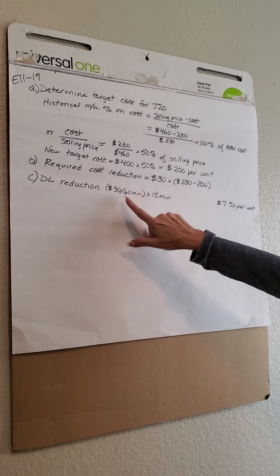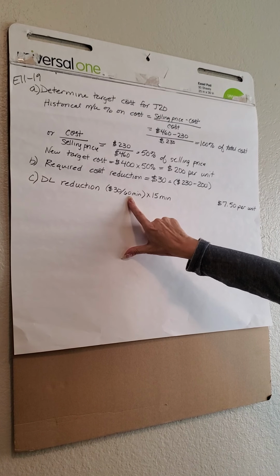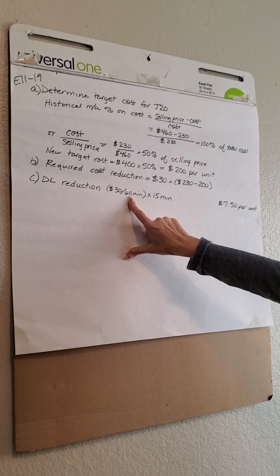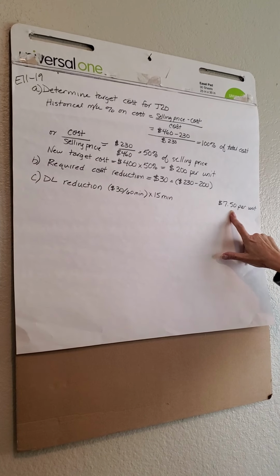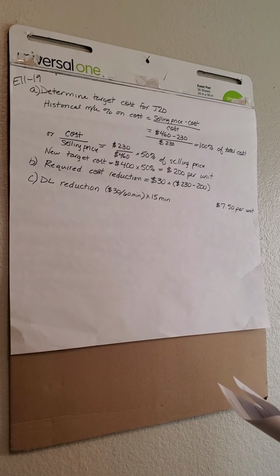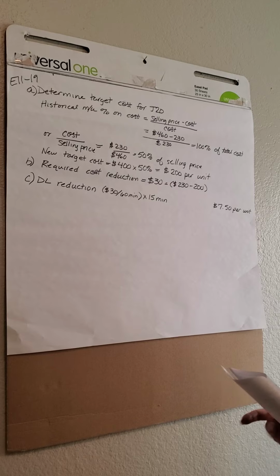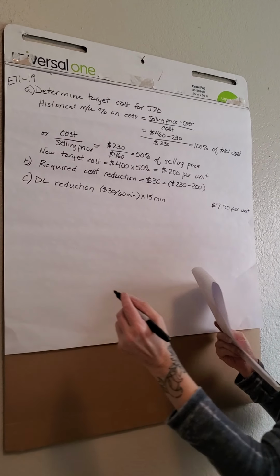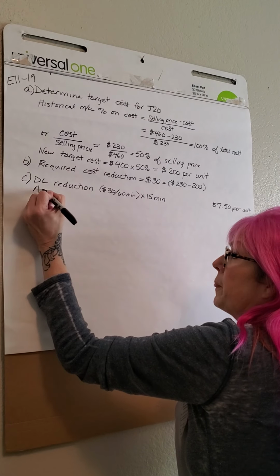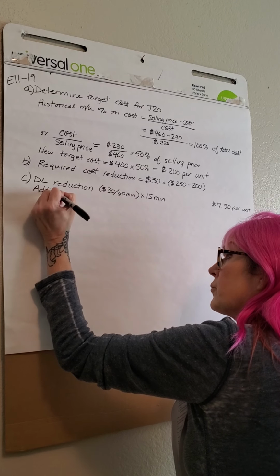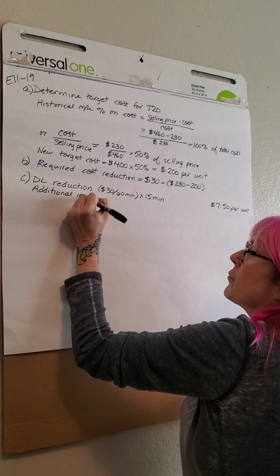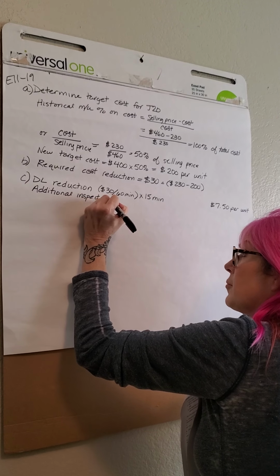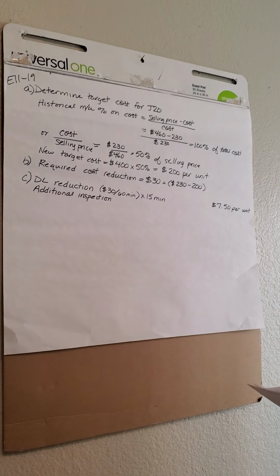So remember, I've just taken the $30 an hour, divided it by 60 minutes, which means we're paying our employees 50 cents per minute. I'm going to multiply that by 15 minutes. That's going to give me the reduction of $7.50 per unit. The next one is to look at the additional inspection. Okay, so that's the second cost-saving measure that they gave us.